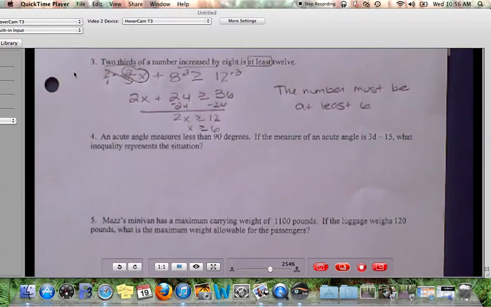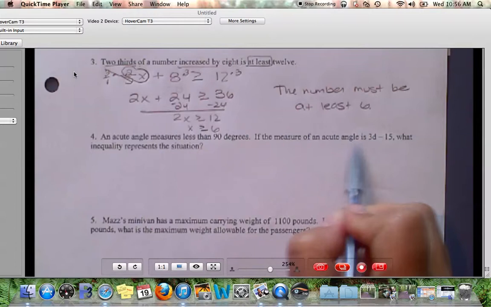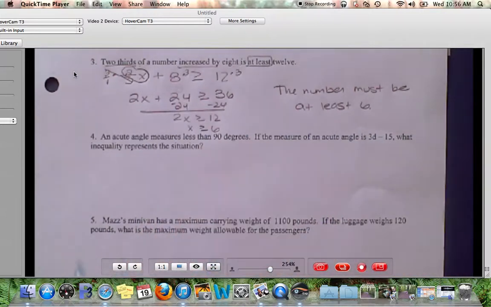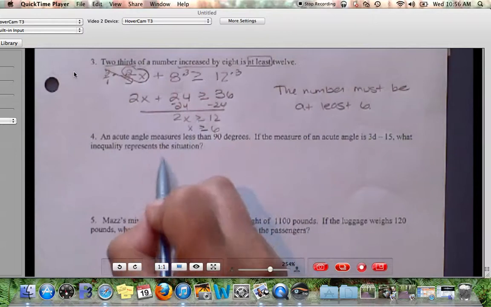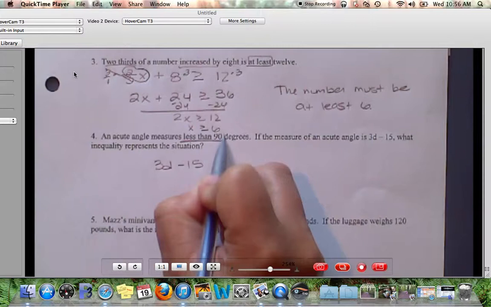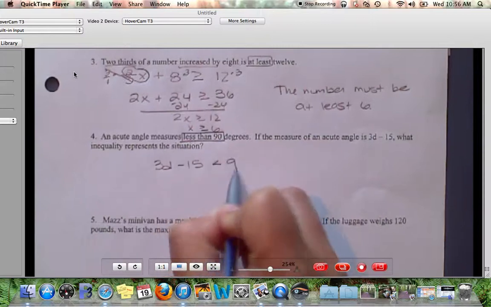Okay. Number 4, an acute angle measures less than 90 degrees. So the acute angle measures less than 90. If the measure of an acute angle is 3D minus 15, what inequality represents this situation? That means the angle, 3D minus 15, must be less than 90 degrees.